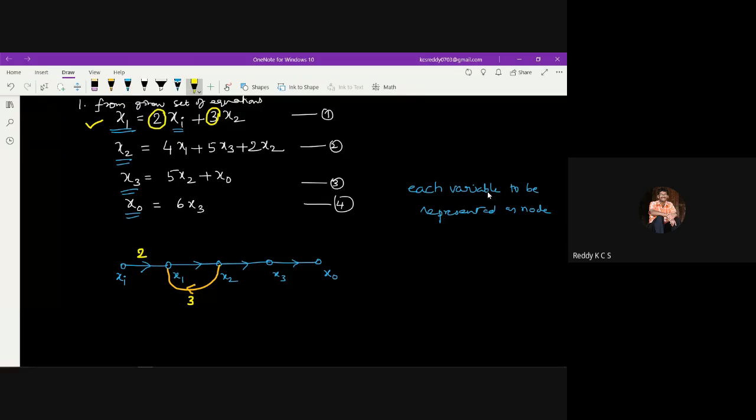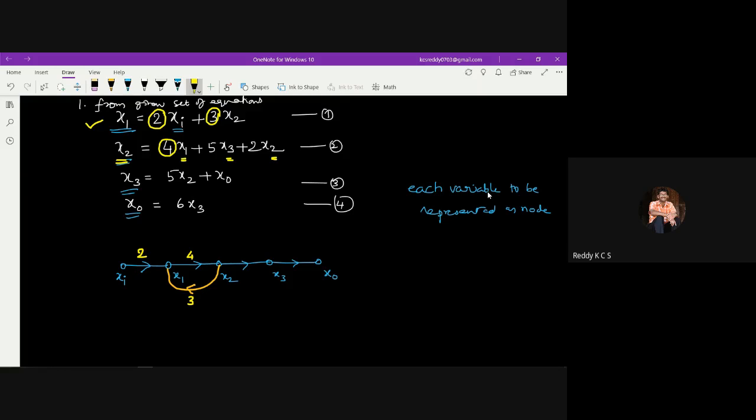Second one, if you look at x2, it is the algebraic sum of x1, the variable x3 and the variable x2, which means there are 3 signals entering at that particular point, or node, x2. From x1, what is the branch gain or branch transfer function? That is 4. See here, from x1 to x2 a signal is entering, and the branch gain I can write as 4 into x1.